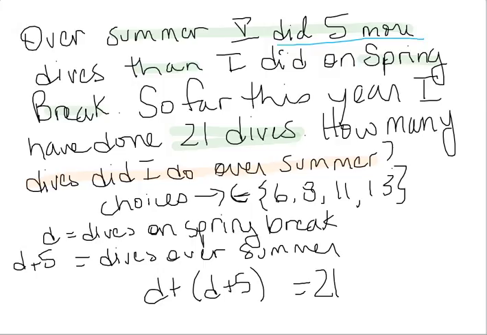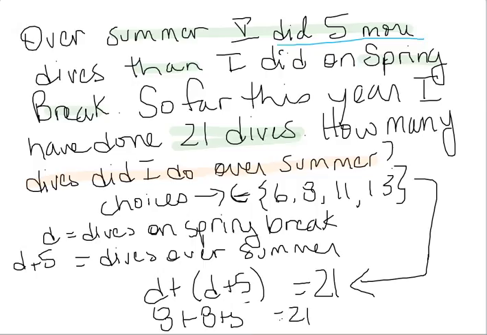Now what I'm actually going to do is plug these in to see which one works for D. So if I put 6 plus 6 plus 5, does that equal 21? No. If I put 8 plus 8 plus 5, does that equal 21? Yes. So I know that I did 8 dives on spring break.